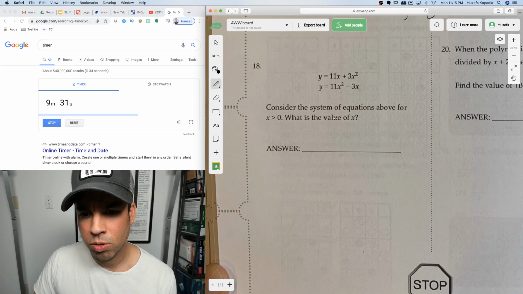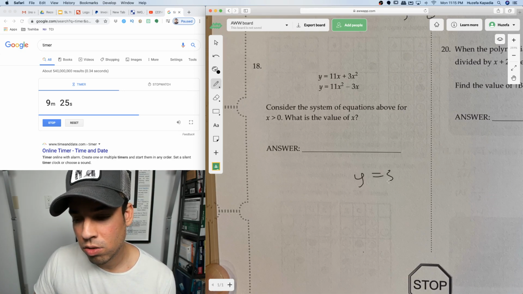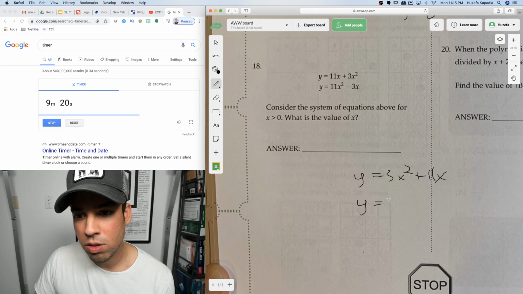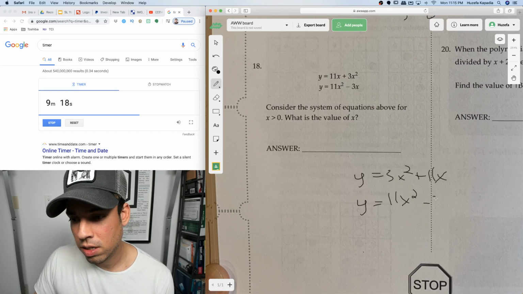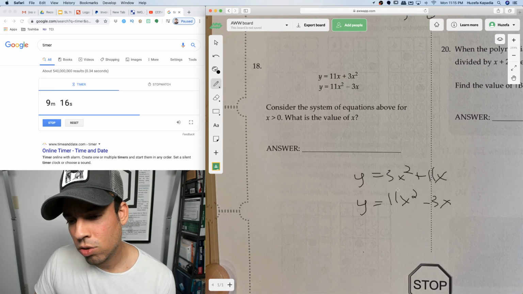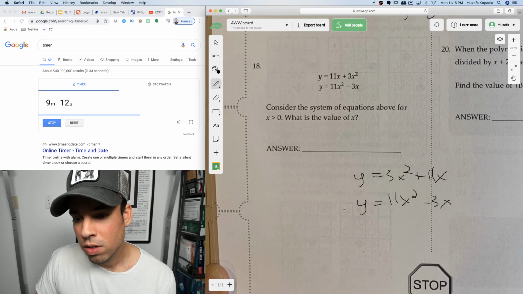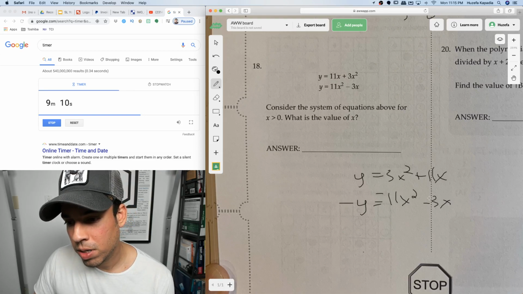Consider the system of equations. What is the value of x for x greater than 0? So let's solve. I'm going to first rewrite this as 3x squared plus 11x. I'm going to rewrite this as y equals 11x, or keep this as negative 3x. And I'd like to eliminate the... Oh, let's just negate this one, eliminate the y's. So then this cancels out.